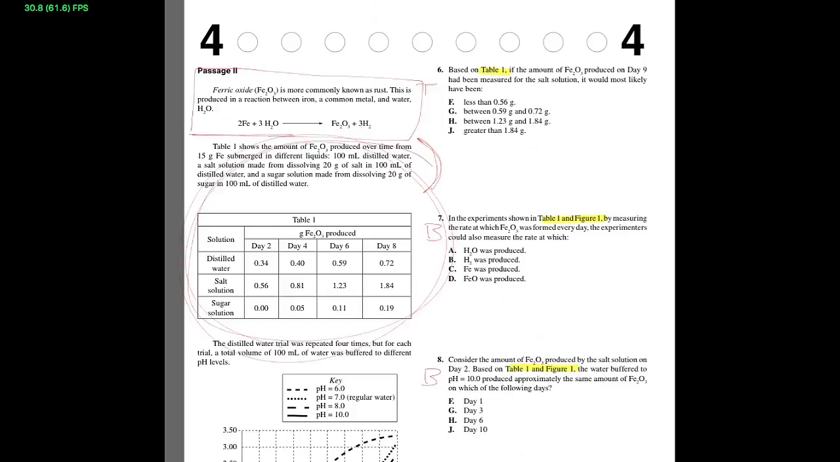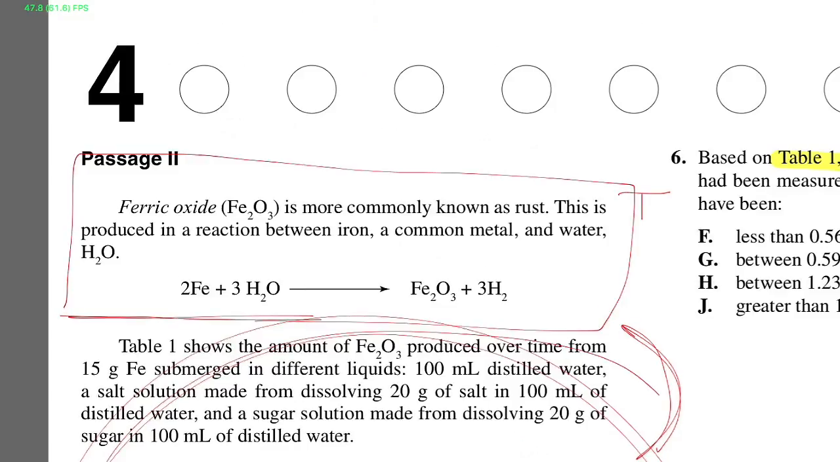Okay, so I'm going to read and I'm going to highlight or underline as I go. So, ferric oxide. I don't get intimidated by fancy terms. It doesn't matter if you know what this is. Just know that this is stuff. It is more commonly known as rust. Great. So anytime I see this term, I'm just going to call it rust. This, meaning rust, is produced in reaction with iron, a common metal, and water, H2O.